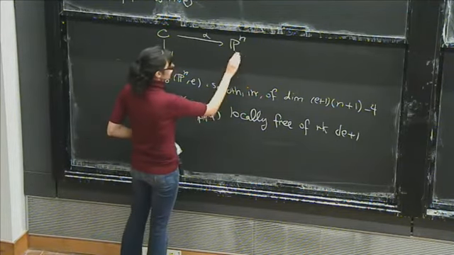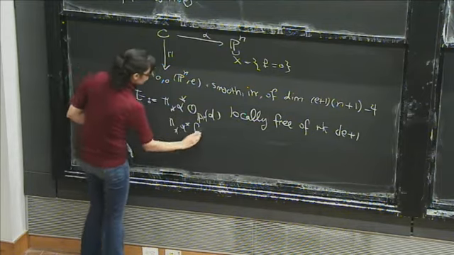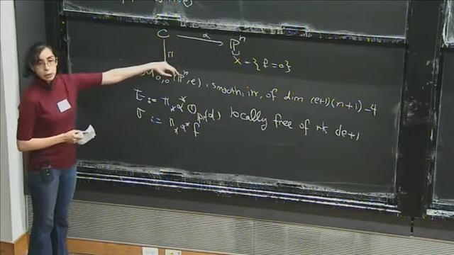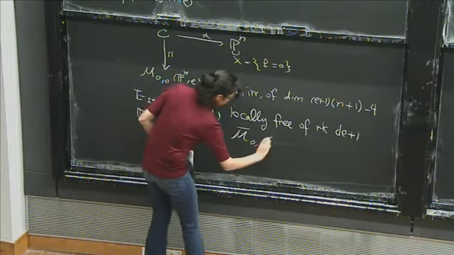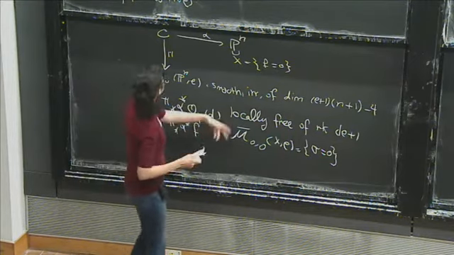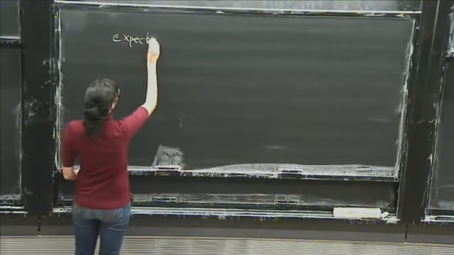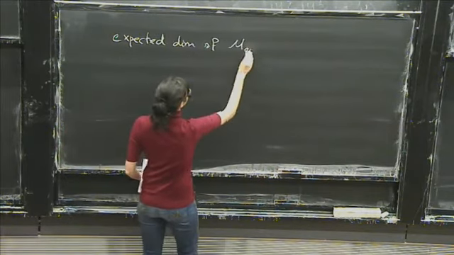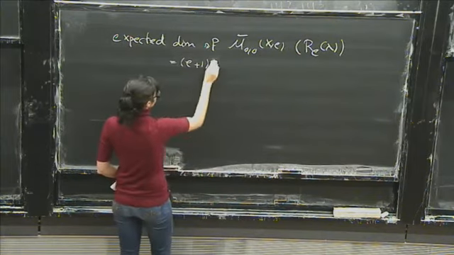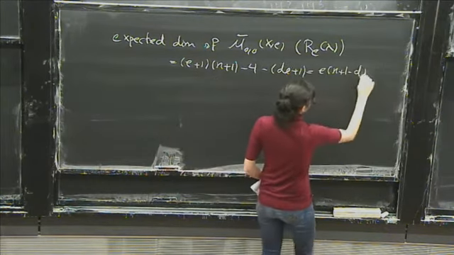And now if I have a hypersurface here, which is given by F equal to 0, if I pull back and push forward F, I have a section of this vector bundle here, and the zero locus of the section is exactly the space of stable maps to X. So the expected dimension of these spaces, of R_e(X), is (e+1)(n+1) minus 4 minus the rank of the vector bundle, which is e(n+1-d) + n - 4.